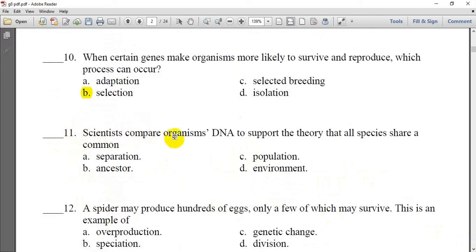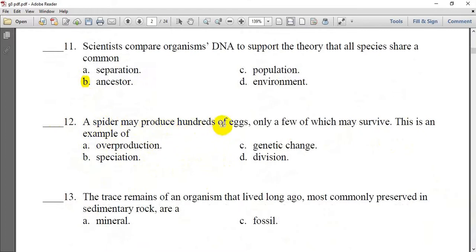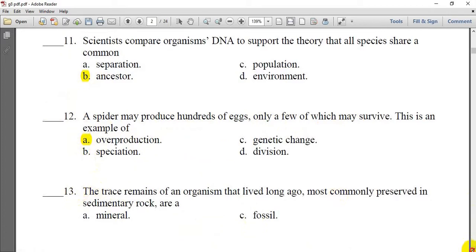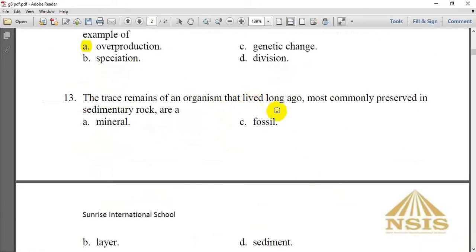Question 11. Scientists compare organisms' DNA to support the theory that all the species share a common ancestor. Question 12. A spider may produce hundreds of eggs, only a few of which may survive. This is an example of overproduction. Question 13. The trace remains of an organism that lived long ago. Anything left from the animal or the plant, commonly preserved in sedimentary rock, we call this fossil.